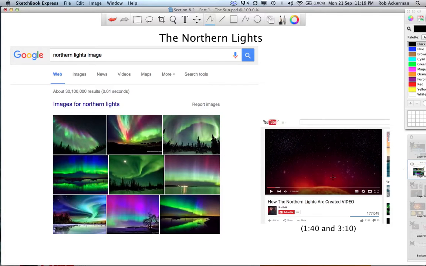This could go in any direction, but it's possible that this collection of charged particles will come toward Earth. And when it does, something very neat can happen, which I'm sort of giving you a preview of in these photos here. Some of you know that these are called the northern lights, the aurora borealis.